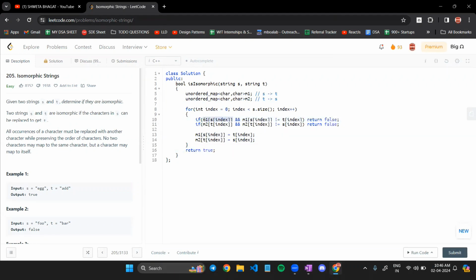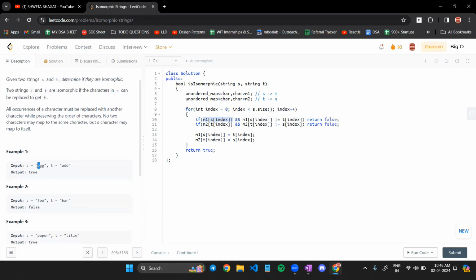Now, let's see what this means. It means that if our current character of S is present in M1, correct? Let's take this example. If this E is present in our hash map, then what do we want to check? We want to check that the value we have stored corresponding to the current character of S should be the same as the current character of T.